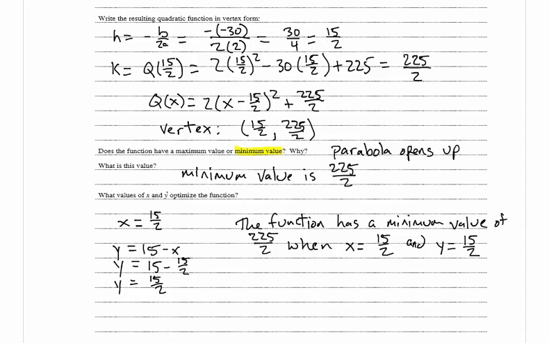And now if we wanted to check, we can say that q is equal to x squared plus y squared. So q is equal to 15 halves squared plus 15 halves squared, which is equal to 225 over 2. And that's all for this video on writing a quadratic function.